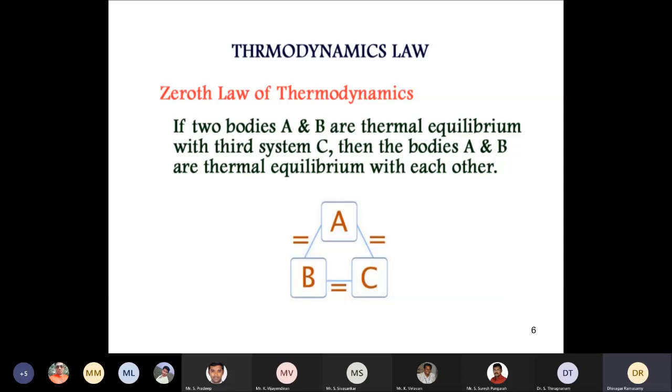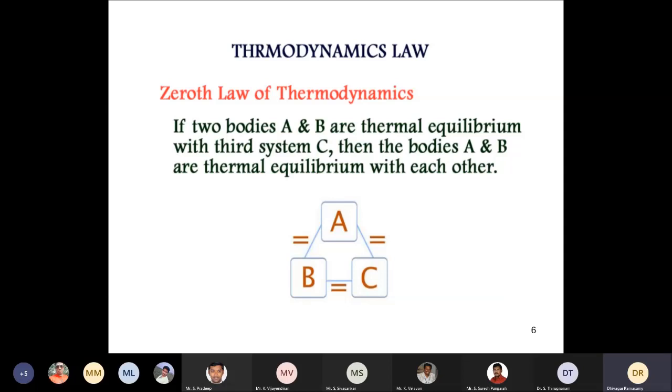Before knowing the zeroth law of thermodynamics, we should know what equilibrium is. Equilibrium means equal. I have a system, and the properties available inside the system should be equal in all directions, in all spaces, in all regions. That is called equilibrium. Thermal equilibrium means the heat energy, the temperature, in that particular room or system is equal in all spaces and regions. The molecular and atomic temperatures in that system are equal. That is known as thermal equilibrium.